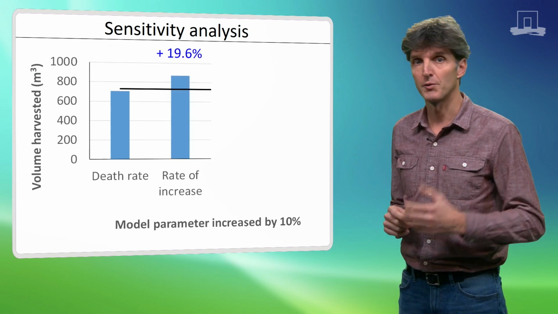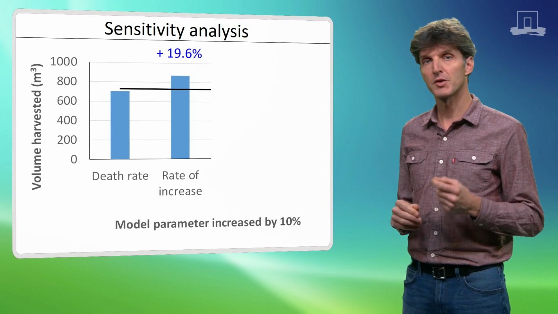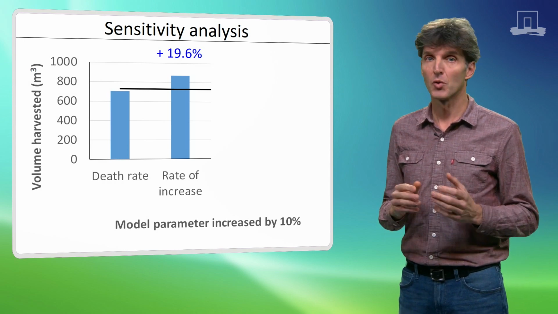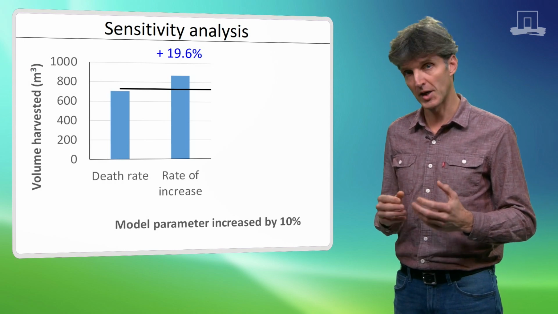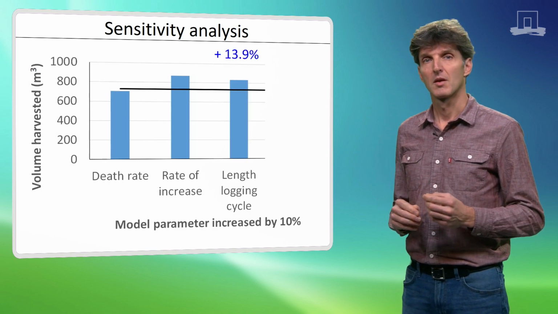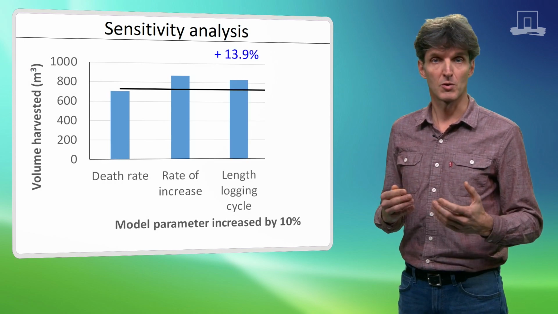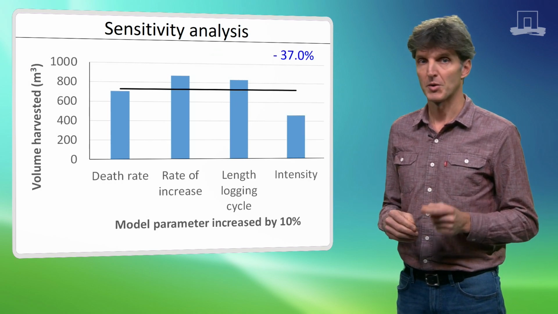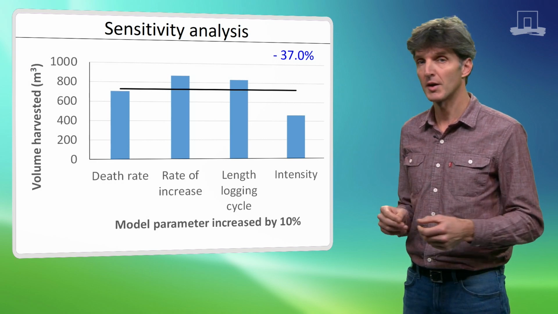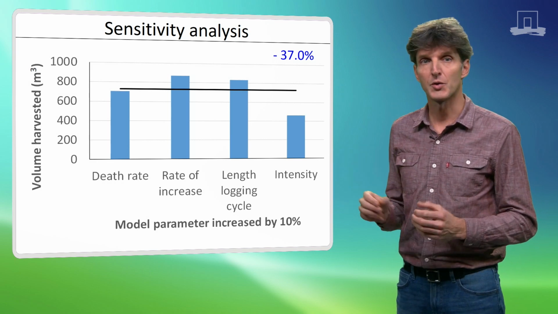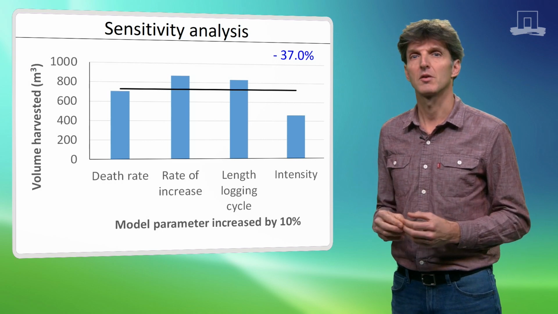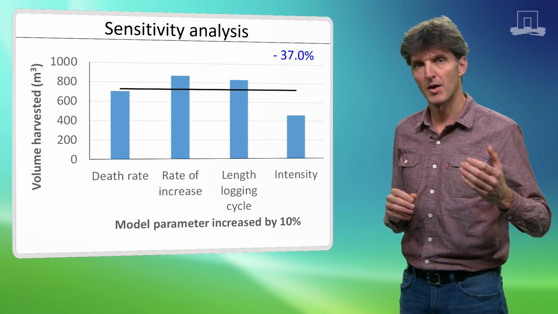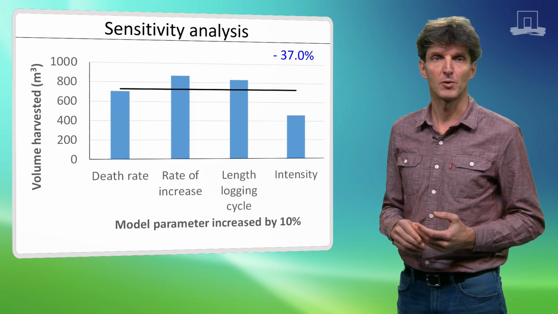Adding 10% to the rate of volume increase has a much greater effect. It leads to a 20% increase in harvested volume, and again, this is to be expected, because more timber growth means higher timber stocks, of which 80% is harvested. Increasing the length of the logging cycle also leads to more harvest, in this case because of the longer period of recovery after harvest. But the strongest effect was observed when increasing logging intensity. A 10% increase in intensity leads to a reduction of over 1/3 of the logged volume. What happens here is that the more intensive harvest leads to a low recovery of timber volume.